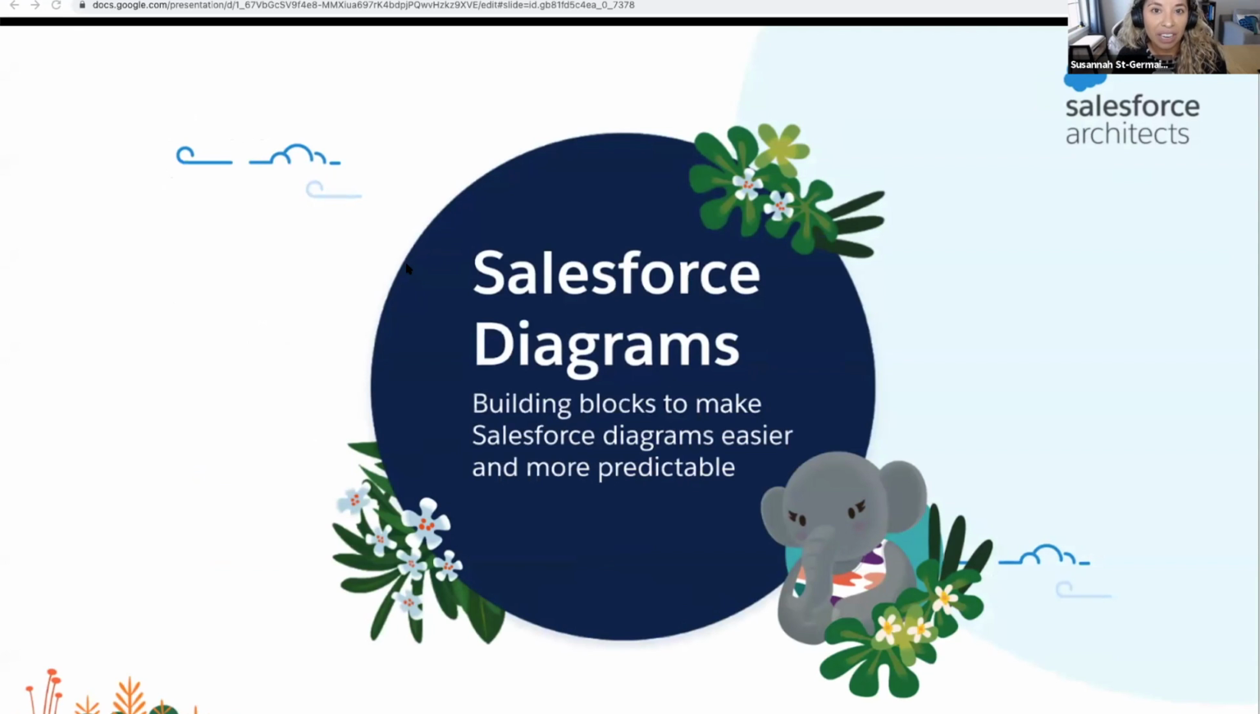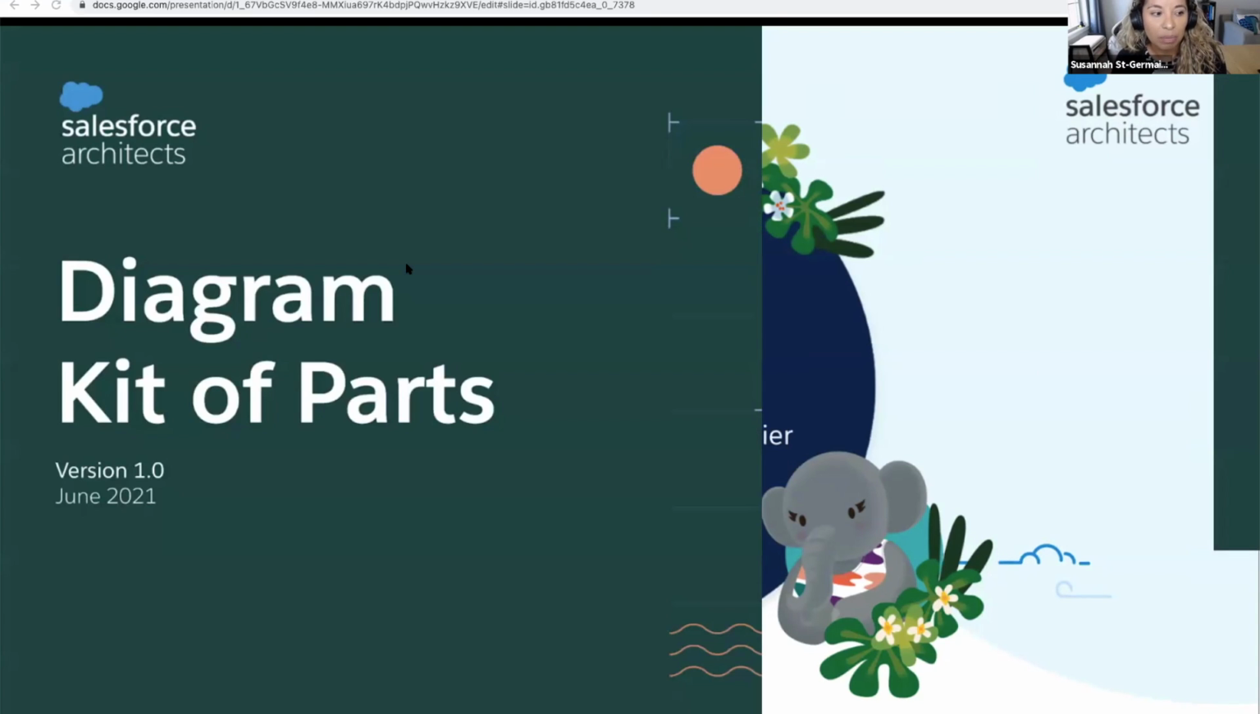The framework that I'm going to be talking about and showing you are really underlying structures or building blocks that make Salesforce diagrams easier to build and more predictable to be able to consume and read and understand. So these building blocks consist of a couple of different things. And the first building block, and really the most basic building block of the diagramming framework, is something that we refer to as the diagram kit of parts.